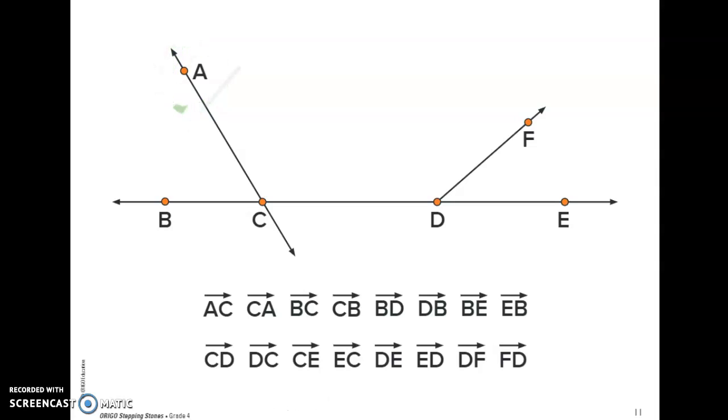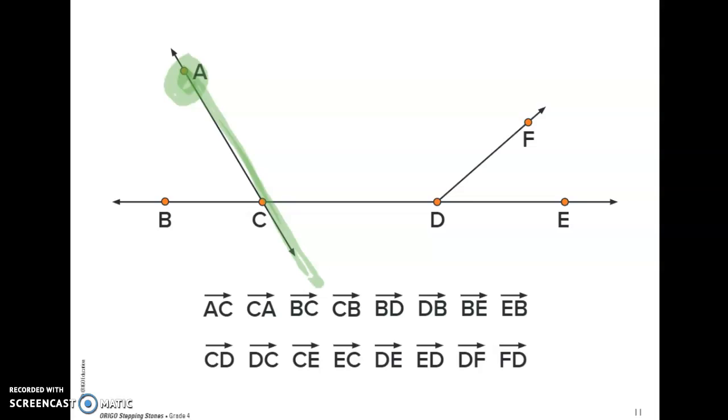So with a ray, the difference is that it does matter which one you start with, because if I say ray AC, that is telling you that I'm starting at A as my start point, and I'm going through C in that direction.